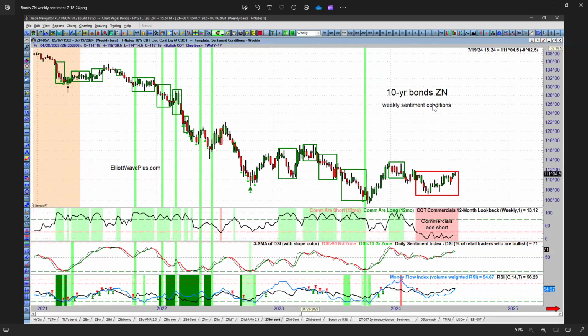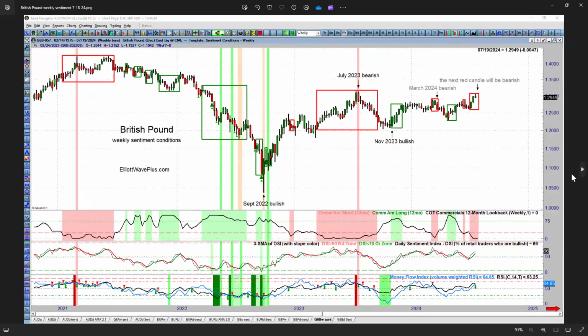That last one was the 30-year. This is the 10-year. Notice commercials are short. It's pretty much the same deal, so it's not in a perfect position to take off quite yet. British pound. Notice commercials are heavily short. Retail is at 66, not super high, but overall, I'd have to say that this is not bullish. It's more bearish than bullish right now.